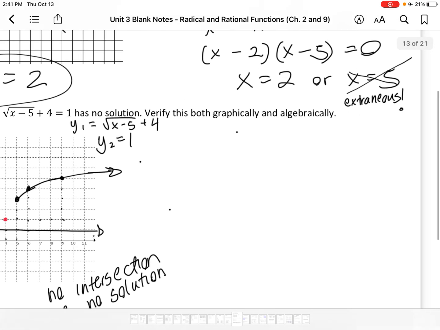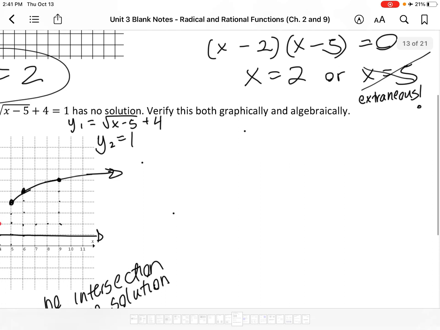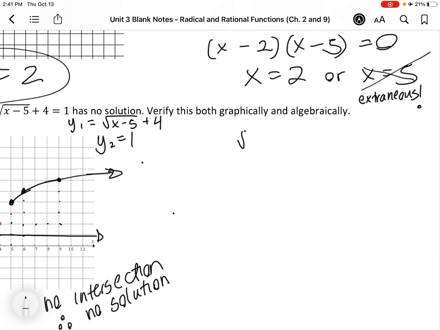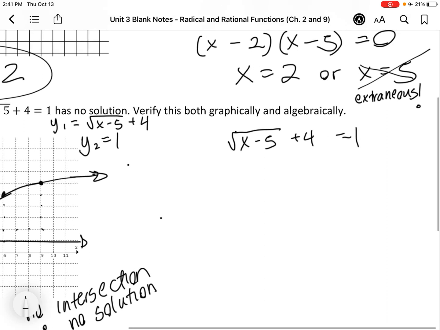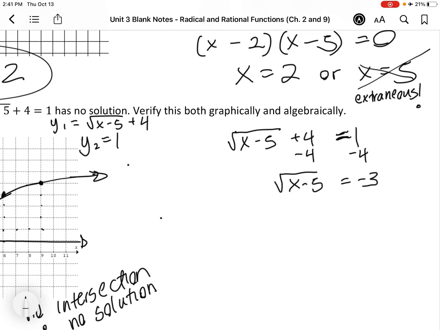Algebraically, I have the square root of x minus 5 plus 4 equals 1. Let's say I isolate the radical, subtract 4 from both sides. I'm going to have the square root of x minus 5 equals negative 3. Now at this stage, I can actually tell that there's not going to be a solution anyway, because the left side is positive and the right side's negative. A positive number cannot equal a negative number.